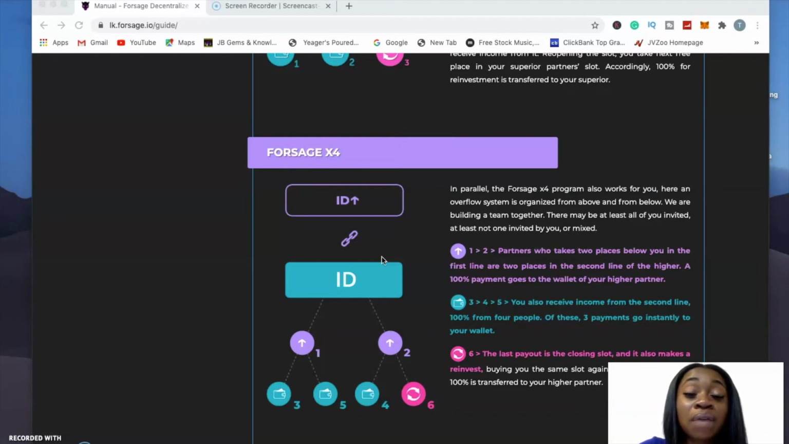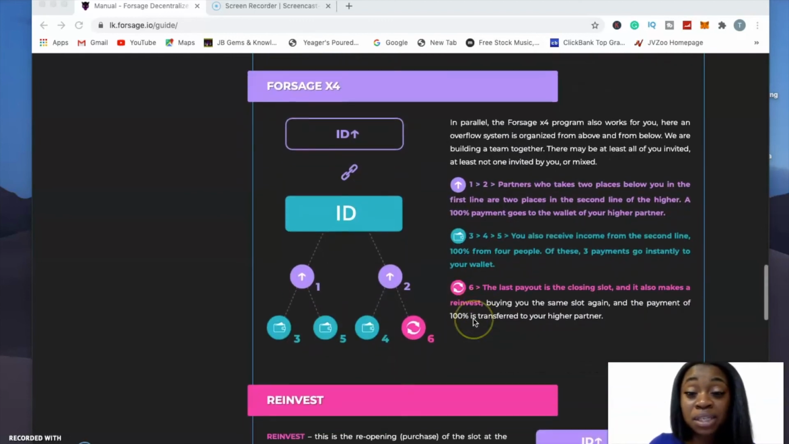So that way, if someone doesn't have that slot available, then you have a higher chance of actually getting that 100%, you know, commission or whatever. It's not even a commission because this is not even like an opportunity or a business, but you have 100% of that income coming to you because you actually had that slot available in X4. So that's basically it for X4.